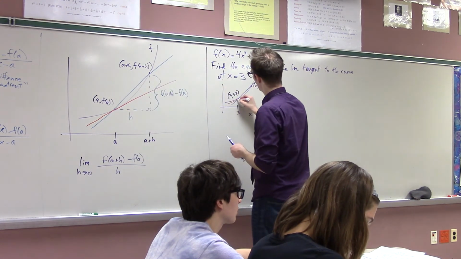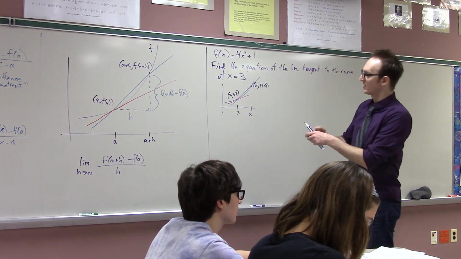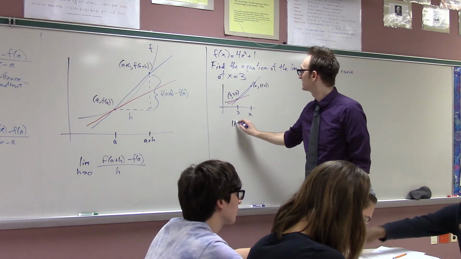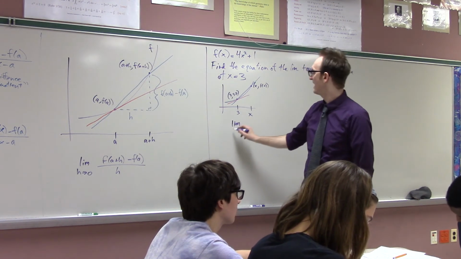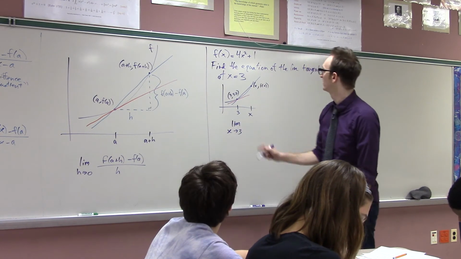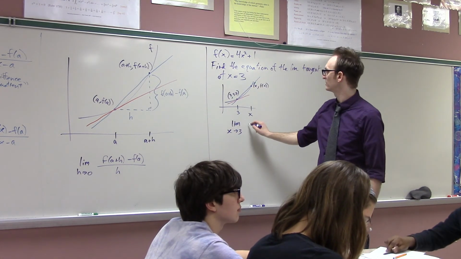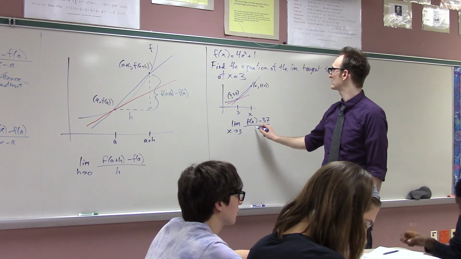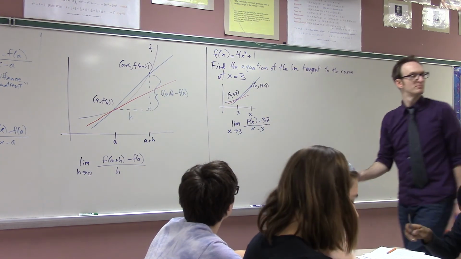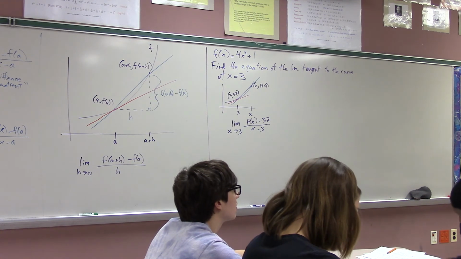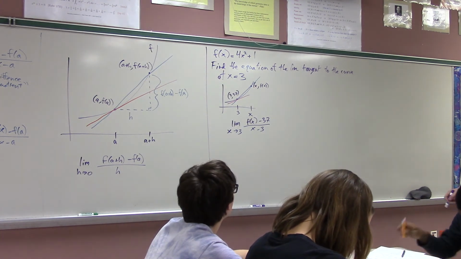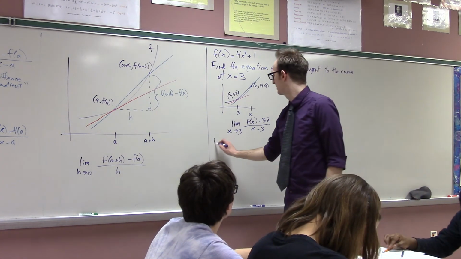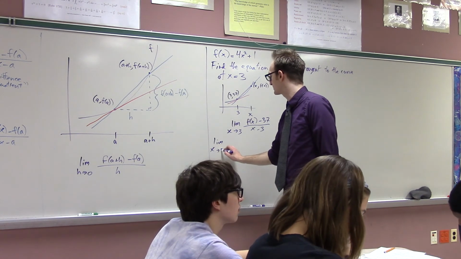But what I want is the slope of the tangent line, and so this is the limit as x approaches 3 of the difference in the y's, which is f of x minus 37, over the difference in the x's, which is x minus 3. Is that what you guys did? Okay, now it's just a matter of doing a limit, and we're all like experts on limits, right?